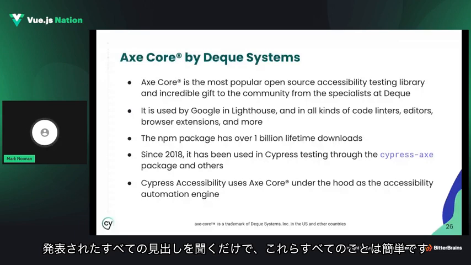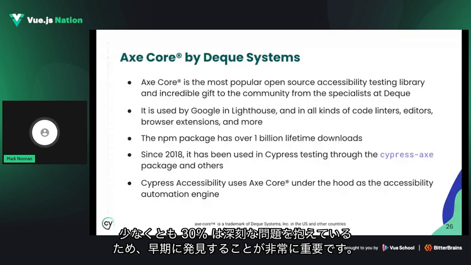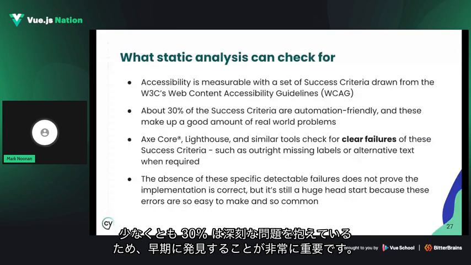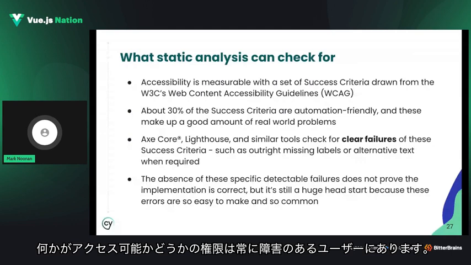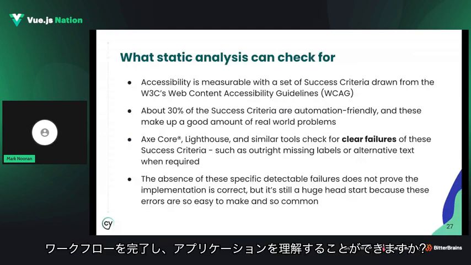It covers about 30% of the criteria that we look at. And these have a lot of serious problems, so it's really good to catch them early. Even so, you will still need some form of manual testing to get a comprehensive understanding of accessibility. Your authority on whether something is accessible is always going to be your disabled users, and whether they are able to complete workflows and understand your application.